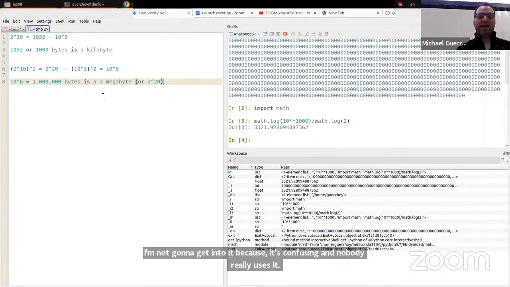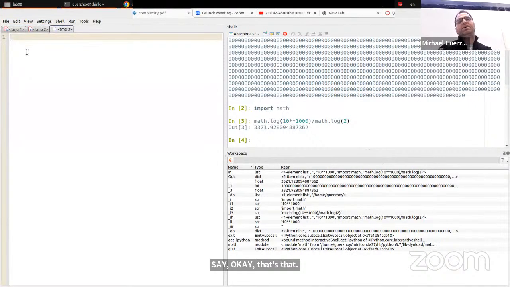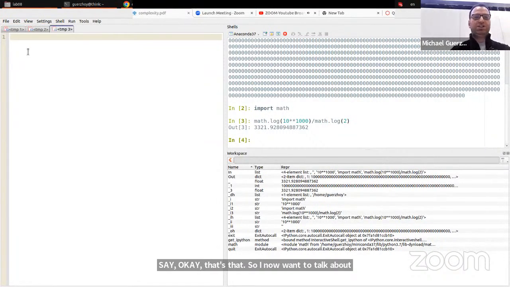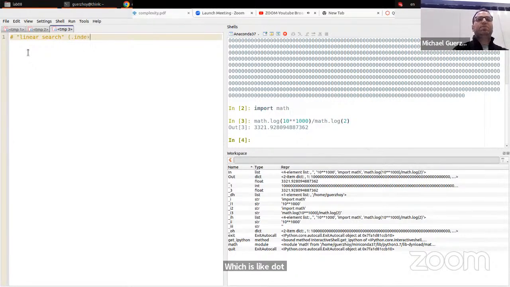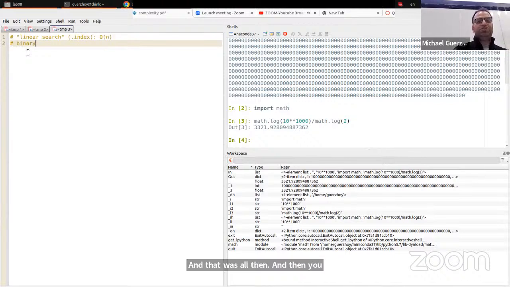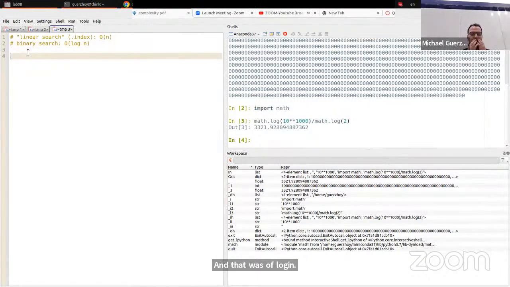So, okay, that's that. I now want to talk about other kinds of complexity. So far we saw linear search, which is like dot index, and that was O of n. And then we saw binary search, and that was O of log n. So what other kinds of complexities might you observe?